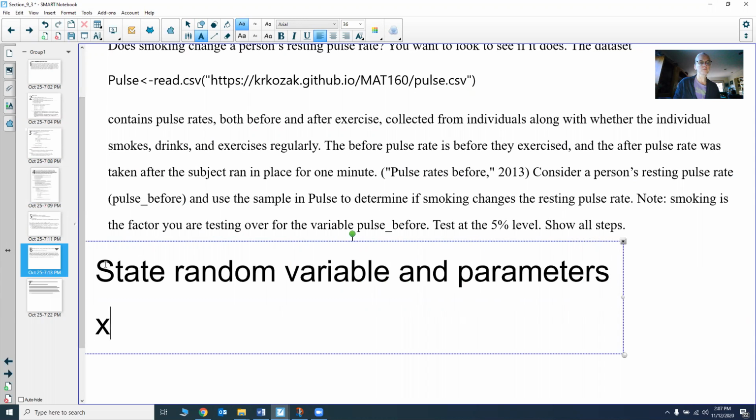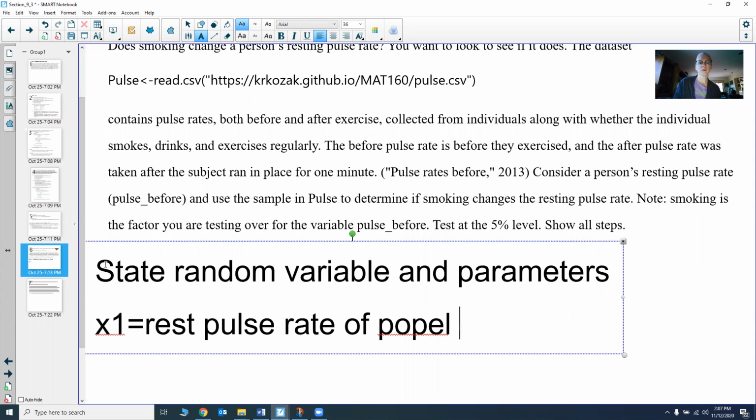So we have two. We have x1. I'm going to call it x1. You can call it anything you want. I'm going to call it x1, and that's going to be the resting pulse rate of people who do not smoke.